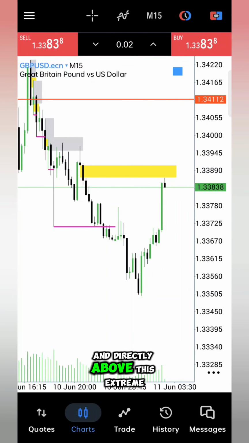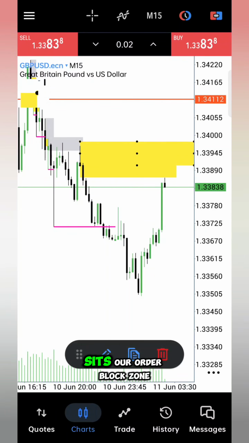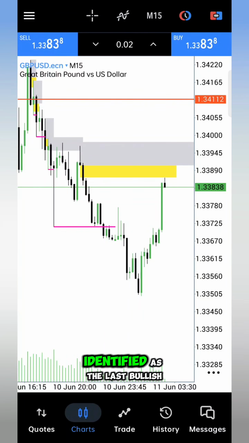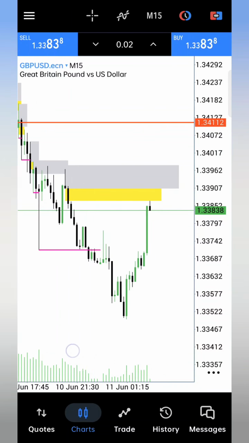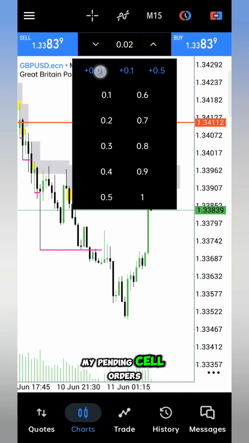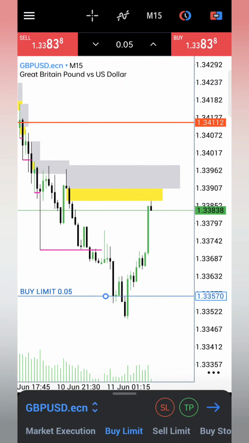And directly above this extreme fair value gap sits our order block zone. In SMC, the order block is typically identified as the last bullish candle before the bearish breakdown begins. And from this extreme confluence zone, I started placing all of my pending sell orders directly within the area.